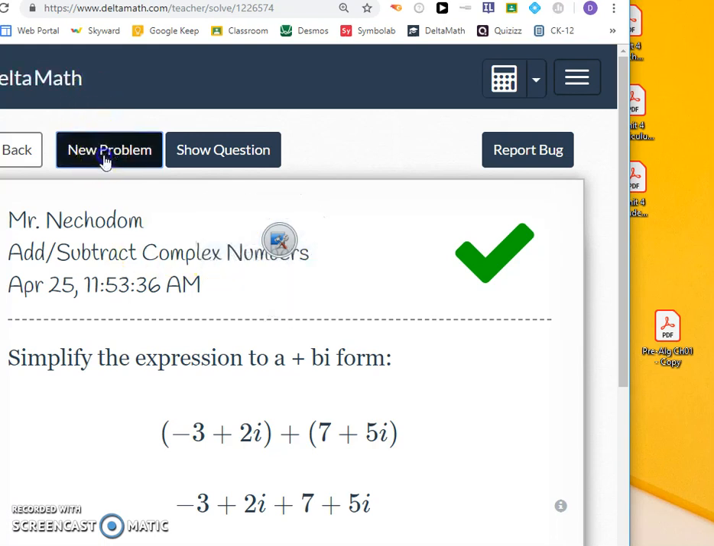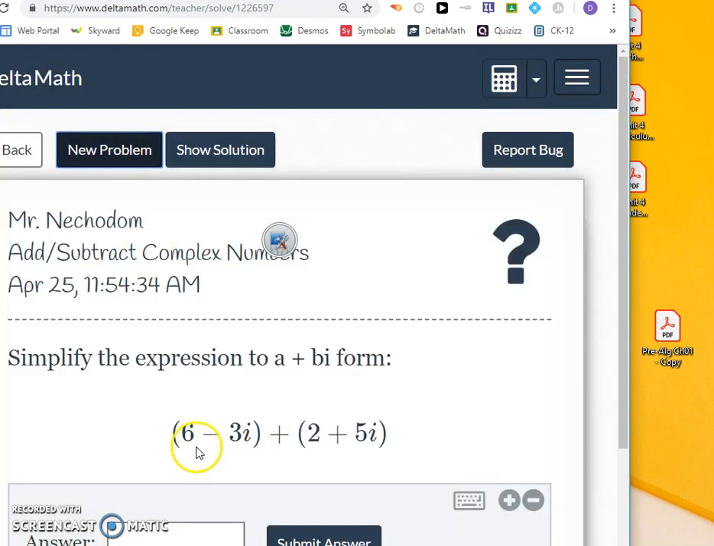Okay. So it works that way. So with this one, you'll add together the real parts and the imaginary parts again. So 6 and 2, sorry, I got that wrong. 6 and 2 is 8. Negative 3i and 5i is 2i, so you get 8 plus 2i.